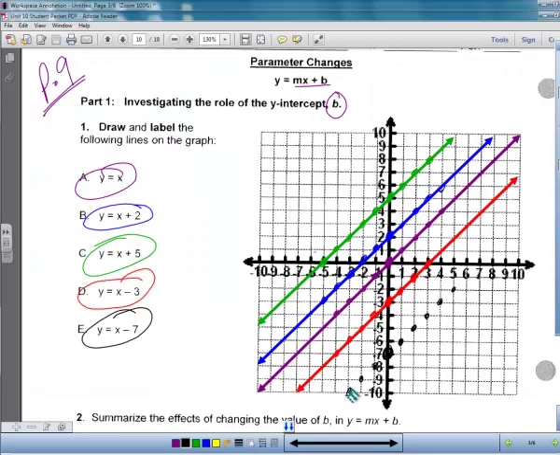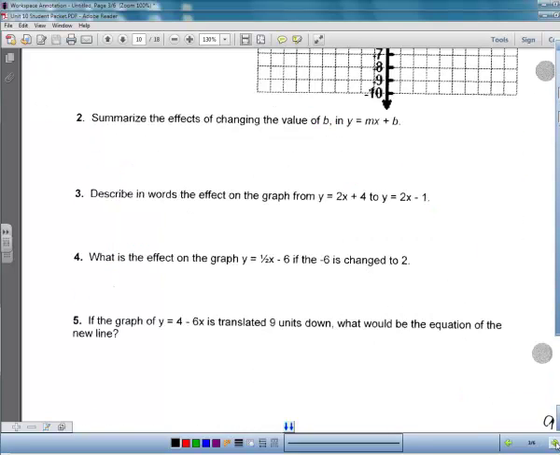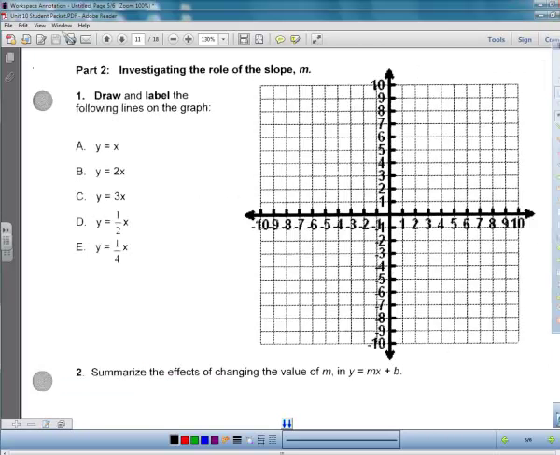Okay, draw my line. It's going to be right here. Alright, so these are the notes for page 9. Now if you would turn with me, if you'll look at the bottom, this right here is going to be your homework. Now, turn to page 10, please. We are going to draw and label the following lines on the graph.